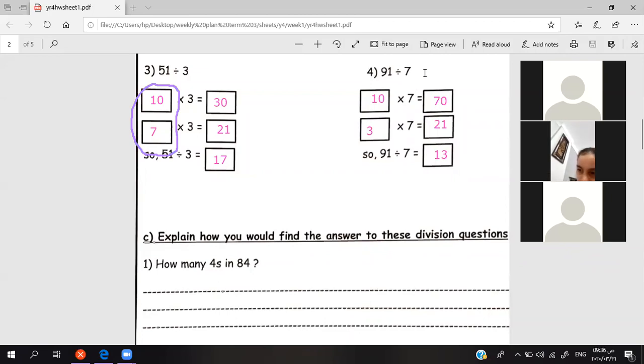Okay, I hope you got it, guys. It's just a way to make you understand division. That division can be done using multiplication. Okay?